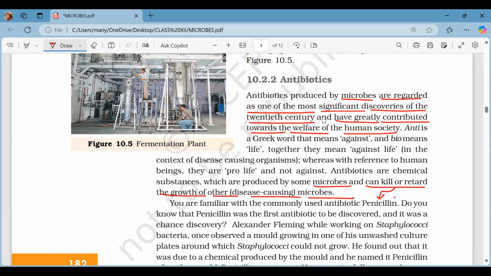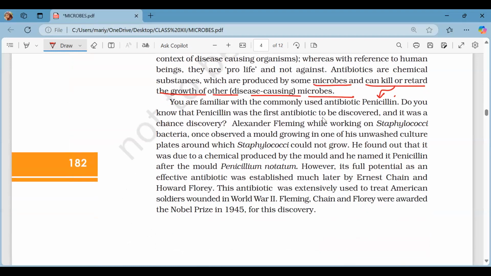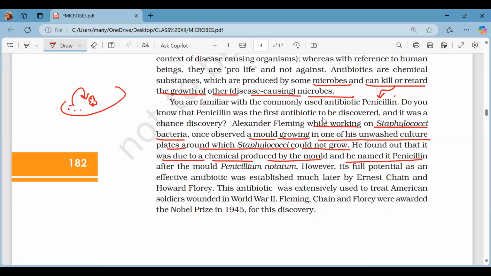Penicillin was discovered by Alexander Fleming. How did he discover it? He was working on staphylococci bacteria and he saw a mold growing in one of his unwashed culture plates, around which staphylococci could not grow. So if in the culture there was staphylococci present, the fungal growth could not have taken place. Maybe staphylococci produced something that caused the death of the mold. Then he wanted to extract it, and he finally found out that it was penicillin. He found out it was due to a chemical produced by the mold, and he named it penicillin after the mold, Penicillium notatum.